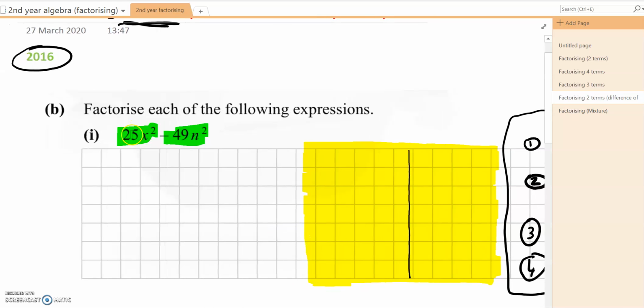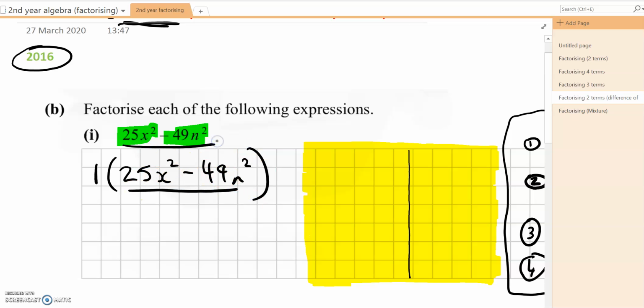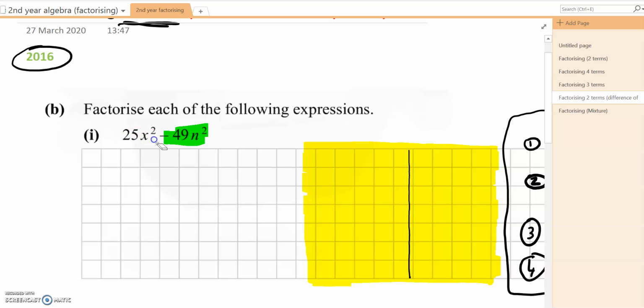So we take a look at both our terms and we see what's in common. Is there a common number? No, there's no number that will go into 25 and into 49 except 1, and 1 isn't really going to cut the mustard here. Is there a common letter? No. So what we would end up with would be this, and that's not factorized, because that is the same as that. So the take out what's common method is not going to work.